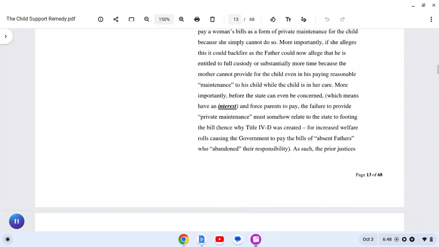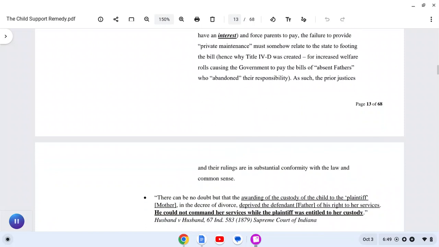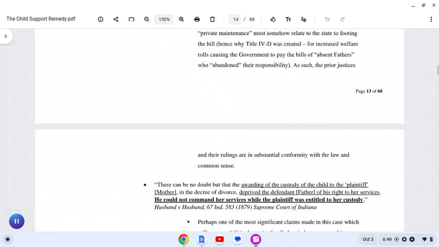More importantly, before the state can even have an interest, that is true, that's correct, and force parents to pay, the failure to provide private maintenance must somehow relate to the state footing the bill. Hence why Title 4D was created for increased welfare roles, causing the government to pay the bills of absent fathers who have abandoned their responsibilities. As such, the prior justices and their rulings are in substantial conformity with the law and common sense.